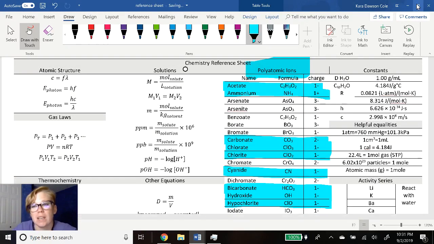The reason that I'm making you memorize these is because it makes naming and formula writing so much easier. If you don't have them memorized, it's going to be a lot harder because you're going to be looking for something and you're like, I don't know where this is. Where is this at? It just makes it a little bit easier.